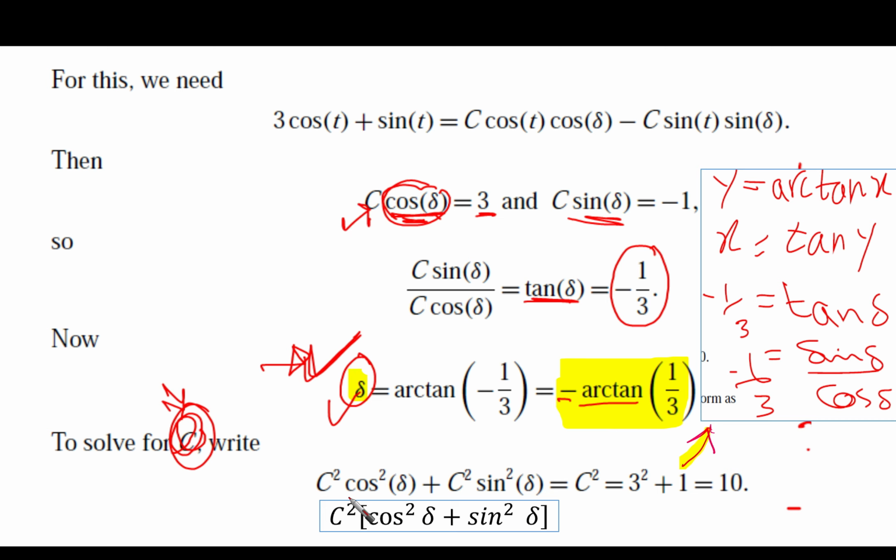We can obtain it. Or we can put it like this. C squared cosine squared delta plus C squared sine squared delta equals C squared, right? This is from the trigonometry transformation. You're going to find that cosine squared plus sine squared is going to be 1, as I put it here. C squared times cosine squared delta plus sine squared delta. So this means that C squared would equal 10, and then based on this, C would equal the square root of 10. Okay. Anyway, you can find C easily. It's not a big deal.